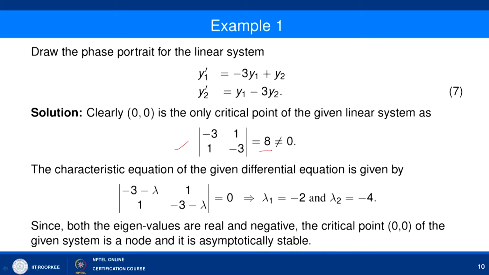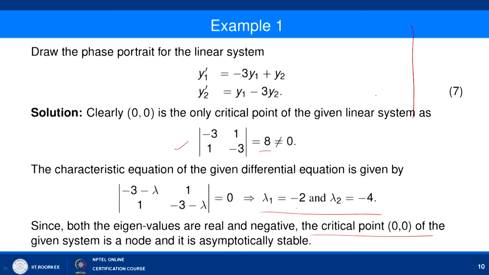Now, let us look at the eigenvalues corresponding to this linear matrix. The matrix is minus 3 minus lambda, 1, 1, minus 3 minus lambda, and we can find the eigenvalues as lambda 1 equal to minus 2 and lambda 2 equal to minus 4. So, both are unequal, real and negative. It means that we can apply the previous theorem, and we can say that the critical point 0 comma 0 is a node and it is asymptotically stable.